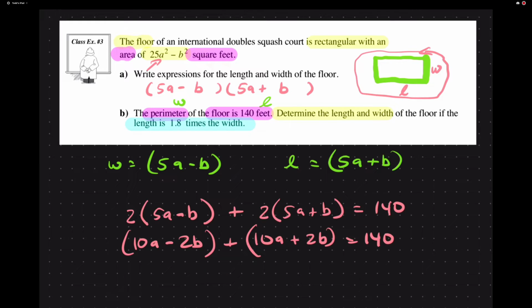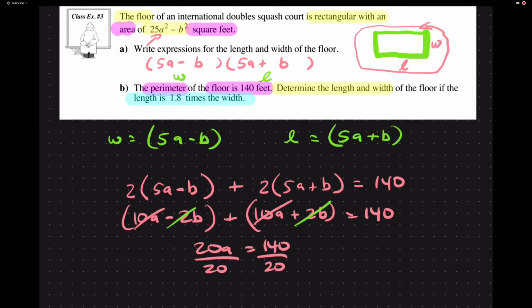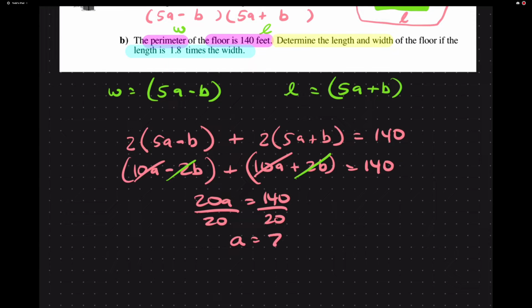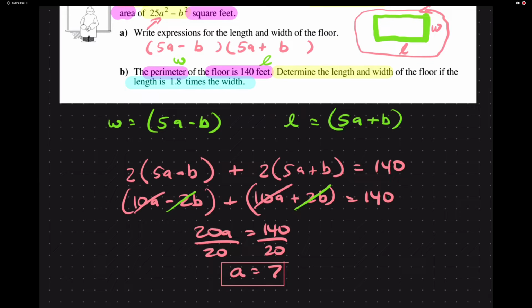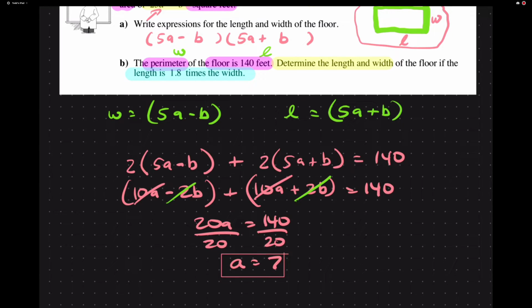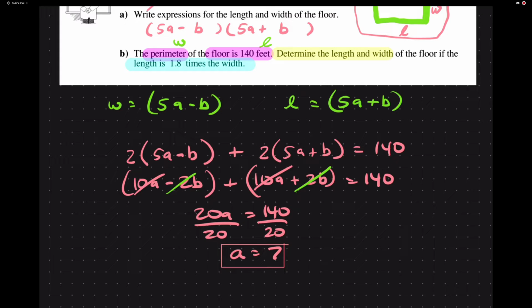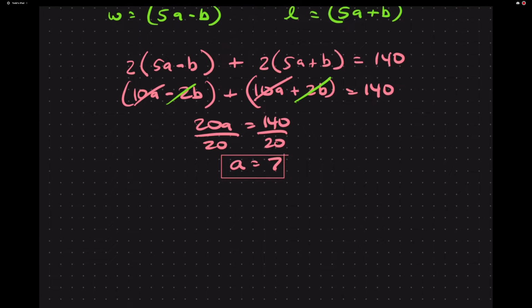If I recognize over here, I've got negative 2b and positive 2b, so they're going to cancel each other out. I've got a 10a and a 10a, which is 20a equaling 140. Divide that by 20, divide that by 20, and we get a equals 7. So right now we know that a is equal to 7. However, that's not enough. I also need to figure out what b is equal to. Using the perimeter is going to eliminate the b, so that's not going to help us solve for b.